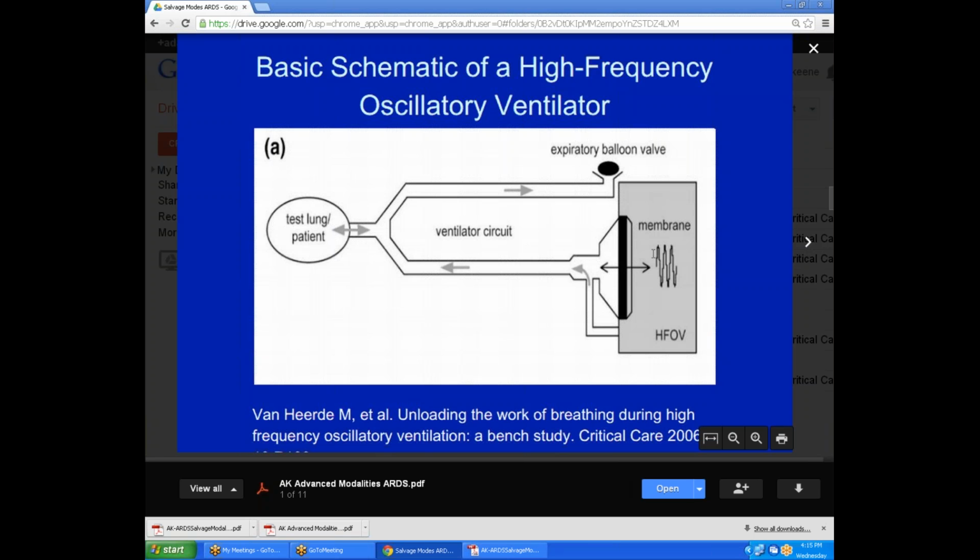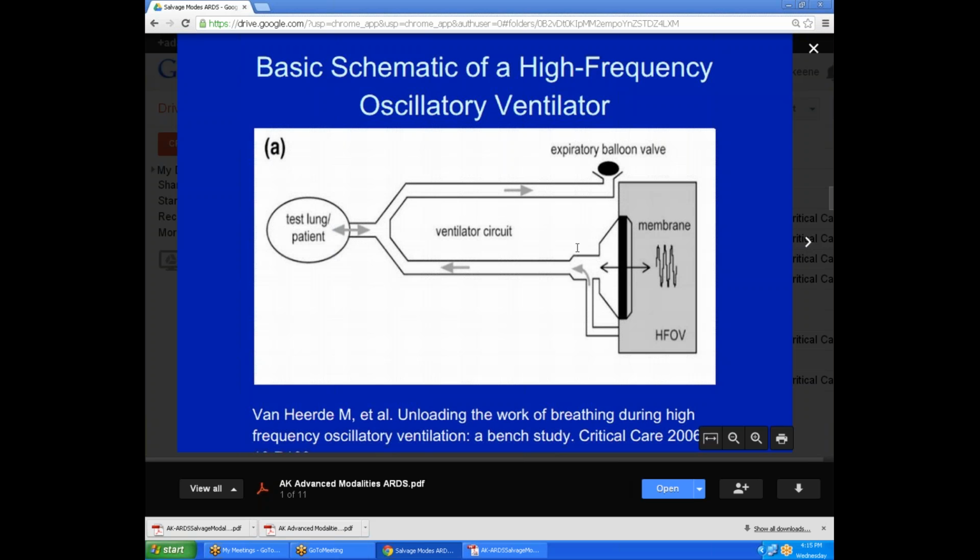You set a power to be delivered to this diaphragm that's creating these oscillations, and a frequency that these oscillations are given, okay? So you're setting bias flow. You're setting a goal mean airway pressure, which is how this valve gets adjusted. You're setting a power to be given to this membrane and a frequency for this membrane to beat at, basically.